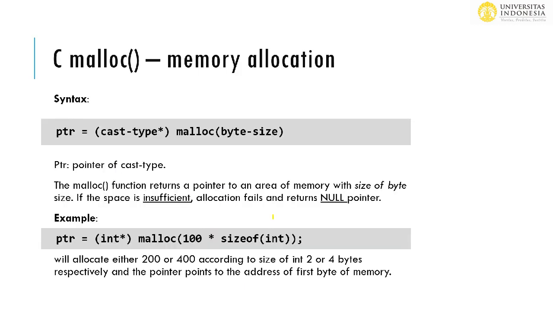All right, so let's see the first one. This is malloc. The syntax is simple. Just define the variable that holds the address of the allocation you want, and the cast type, meaning you decide what type of data, or what size of unit data, you want to allocate, and also malloc itself as a command, and the byte size. The byte size may use sizeof, right?